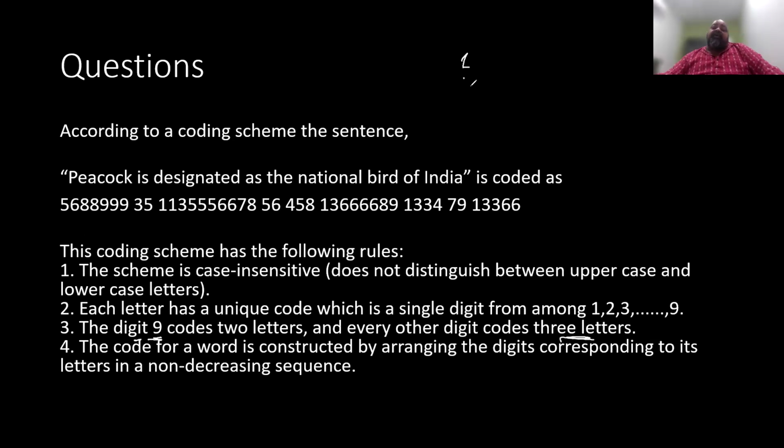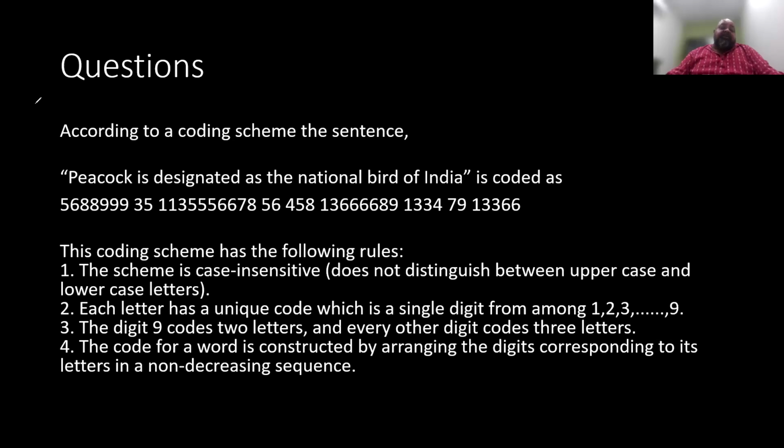So digits 1 to 8 will code 3 different letters each, whereas 9 will code only 2 letters, which means 8 threes are 24 and 2 makes 26. All the alphabets will be coded like this. The code for a word is constructed by arranging the digits in non-decreasing order. So we write the code for PEACOCK and then arrange the digits in non-decreasing order. Non-decreasing means either going up or remaining constant, and therefore in all the codes the numbers are either increasing or not decreasing in any case.